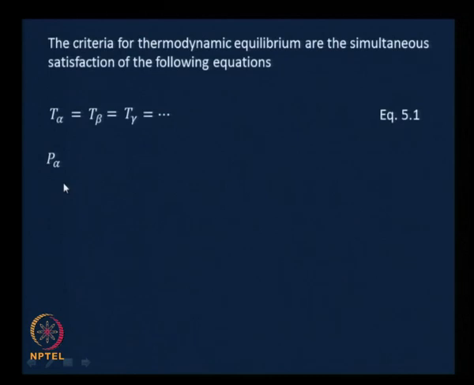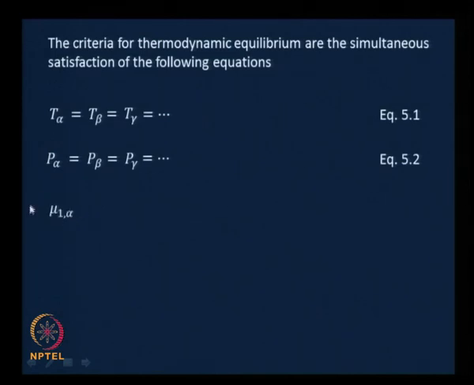Secondly, the pressure of the alpha phase must equal the pressure of the beta phase, must equal the pressure of the gamma phase and so on. In other words, the pressure of all the phases in equilibrium must be the same, or in other words, only if the pressures are the same can we call the phases to be in thermodynamic equilibrium. We will call that equation 5.2.